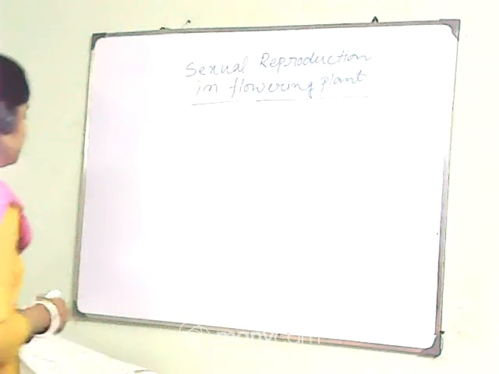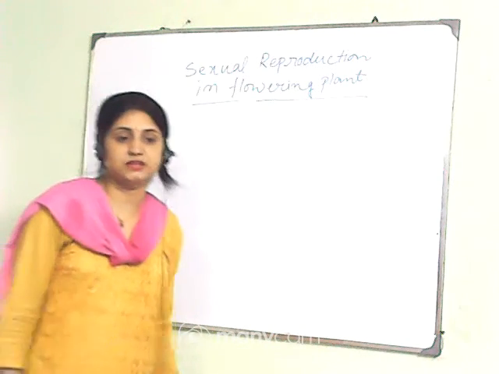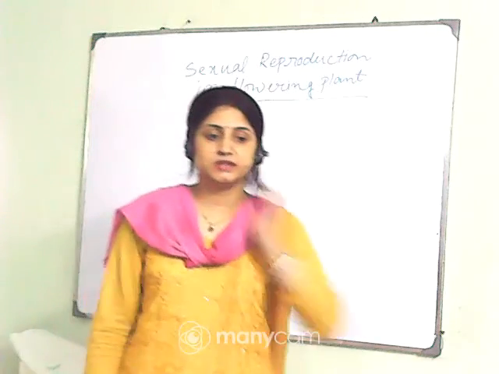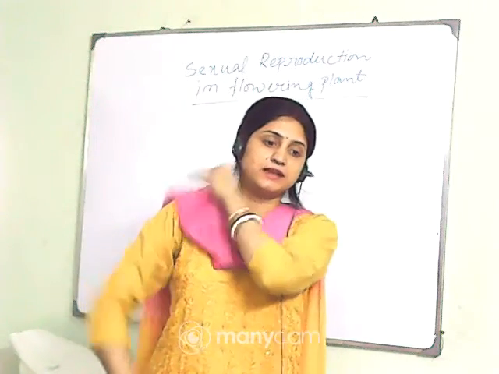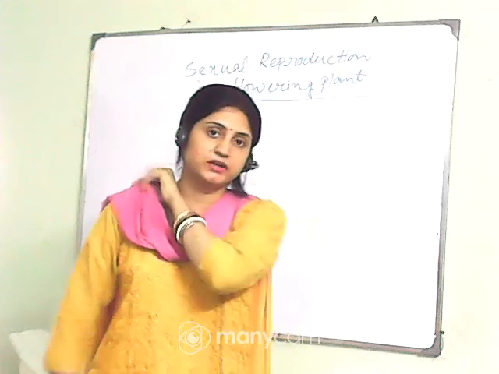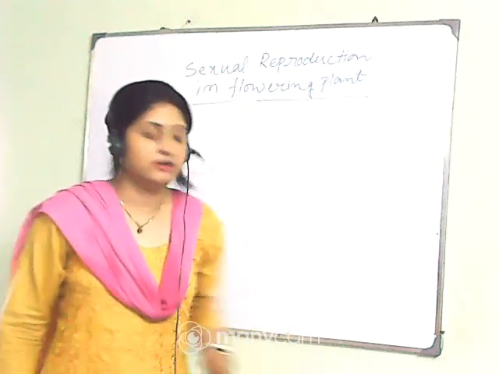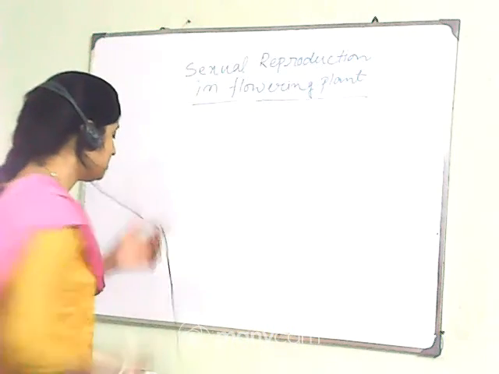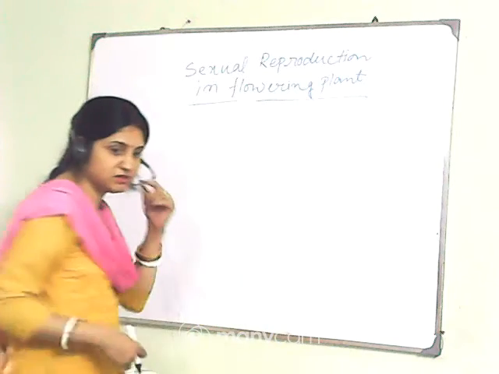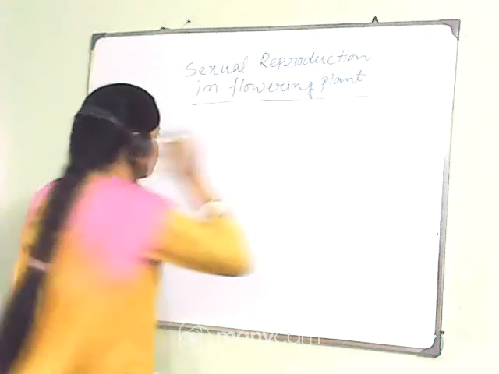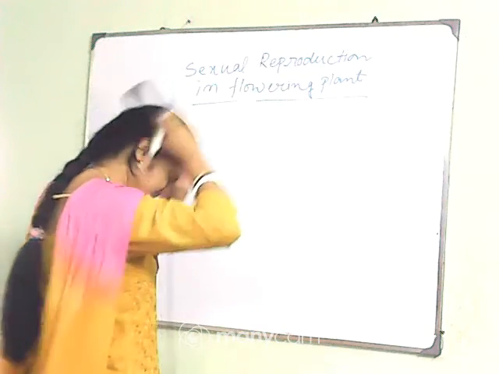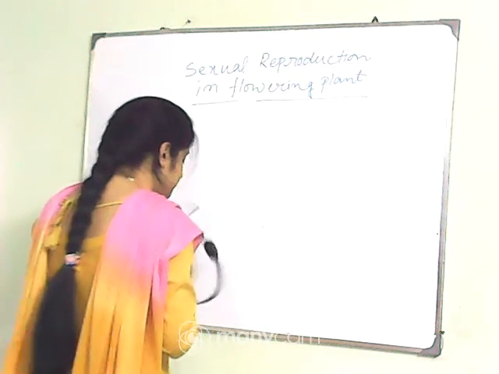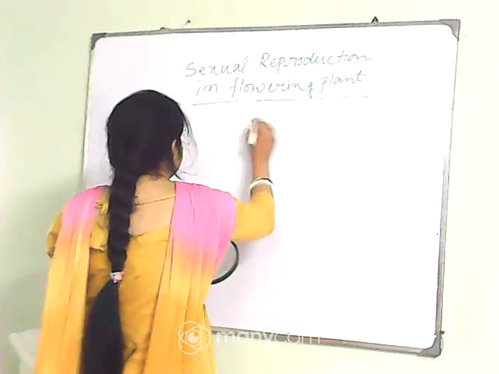So first I will tell you the structure of the pistil. You know that the gynoecium or the pistil has different parts, and that is the female reproductive organ of the flower. So I will discuss the structure of the pistil. You have seen the structure of the pistil. So the pistil looks like that.